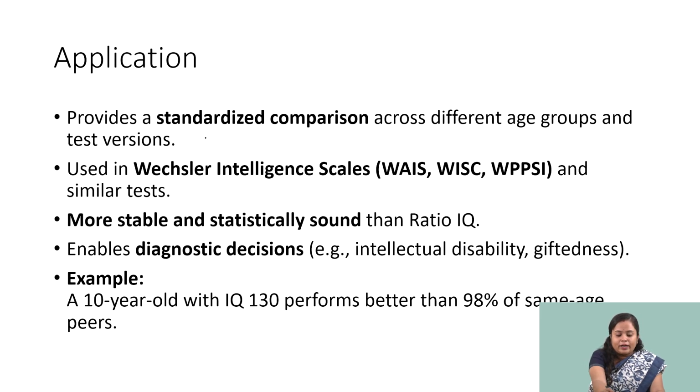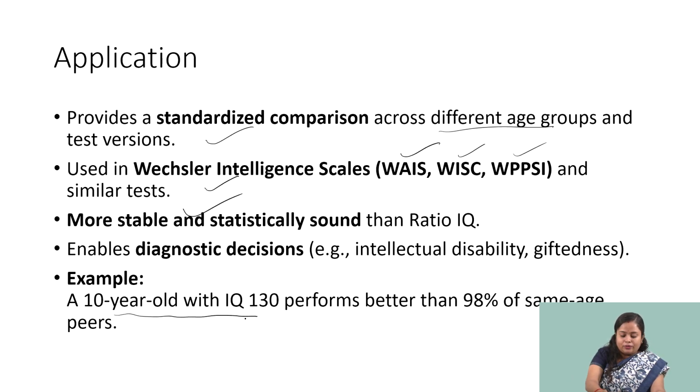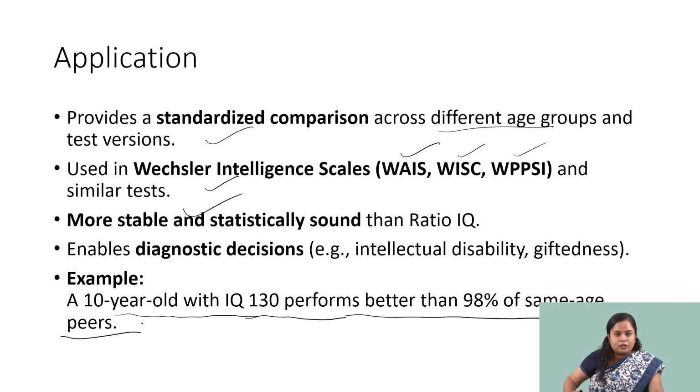This deviation IQ provides a standardized comparison across different age groups. It is most popularly used in several Wechsler intelligence tests like WAIS, WISC and WPPSI, and other intelligence tests also. It is more stable and statistical than the ratio IQ which was used earlier. For example, a 10-year-old student with 130 IQ performs better than 98% of same age peers. Here we use the deviation IQ because using only this 130 IQ, the ratio IQ will not give us that interpretive data, interpretive findings, as this one does.